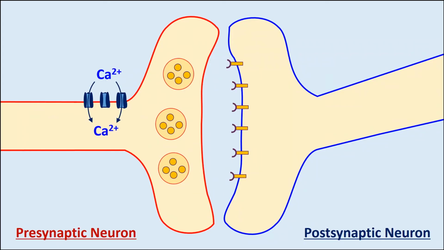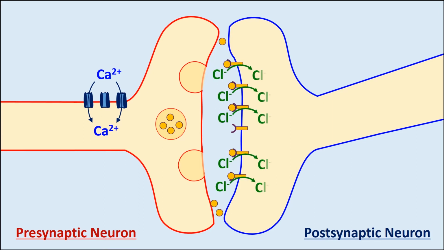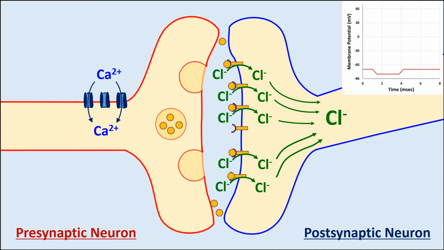So viewing this now, the release of GABA across the synapse will activate the GABA A receptors. These GABA A receptors will allow chloride ions into the cell, creating a hyperpolarization because those chloride ions are going to be negatively charged.